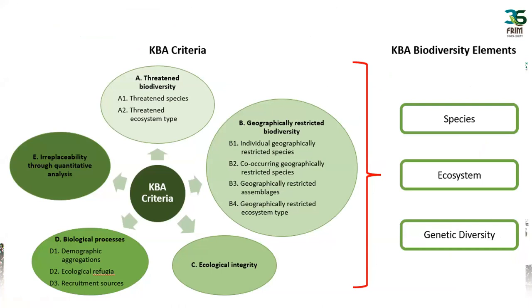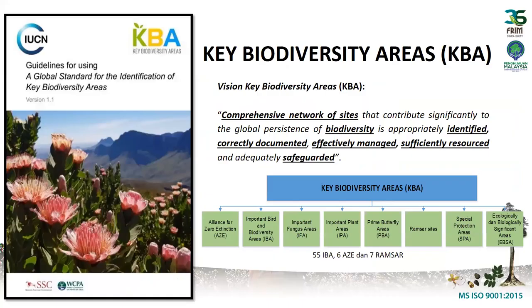Yang pertama, threatened biodiversity. Kedua, geographically restricted biodiversity. Ecological integrity, the biological processes and irreplaceability through quantitative analysis. So ni ada 5 team tapi ada 11 kriteria yang bagaimana untuk kita guna, untuk kita identify, establish that site sebagai KBA. Nanti sahabat saya Mr. Yap, Encik Ashraf dan juga Puan Anis akan cerita juga based on some of the case study, some of the data yang kita dah dapat untuk kita kongsikan using some of these criteria lah.